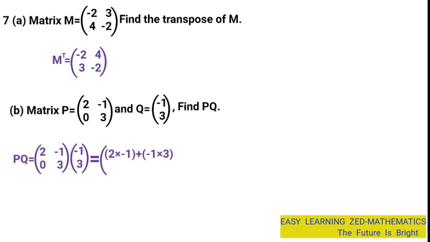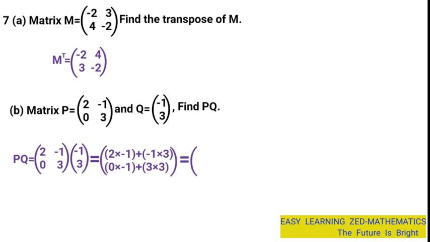Then we come to the row which is down. The row in matrix P, which is 0, 3, we multiply by the column in matrix Q. 0 will be multiplied by -1, which will be added to 3 by 3. Then we close the bracket. Next we find the products of the expressions we have written in small brackets. First let me open the bracket. 2 times -1 will give us -2.